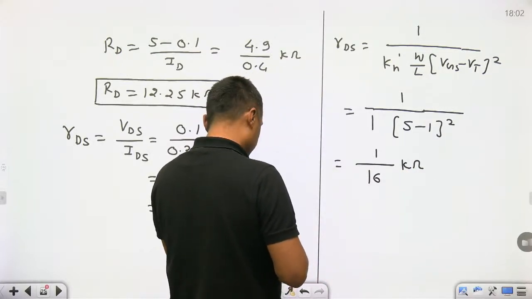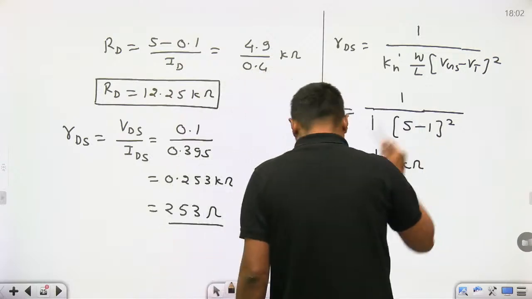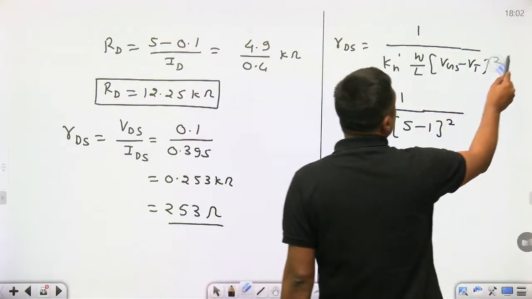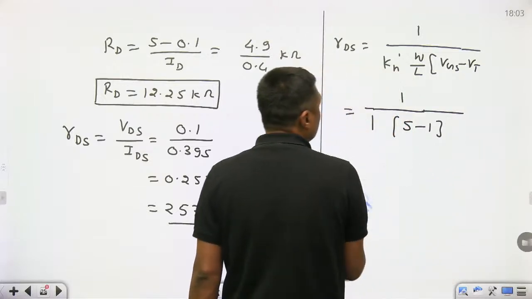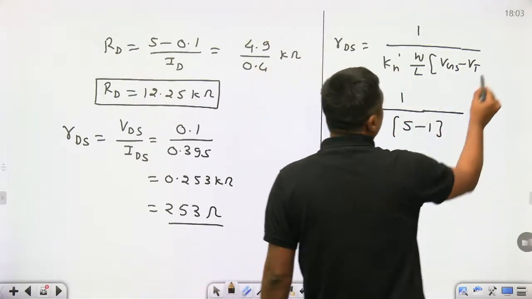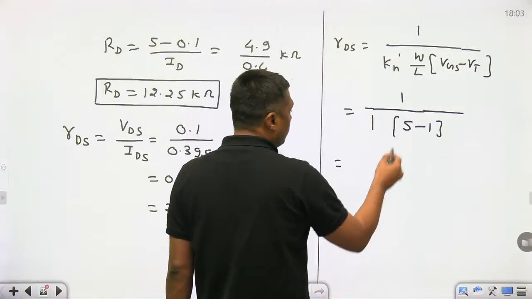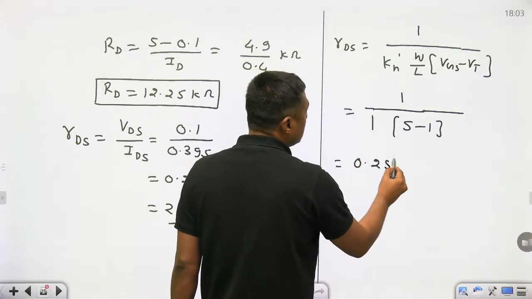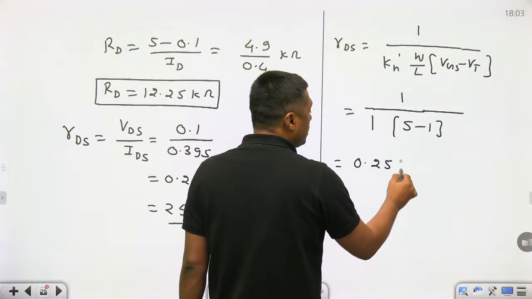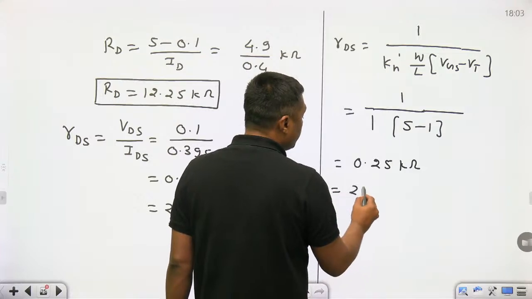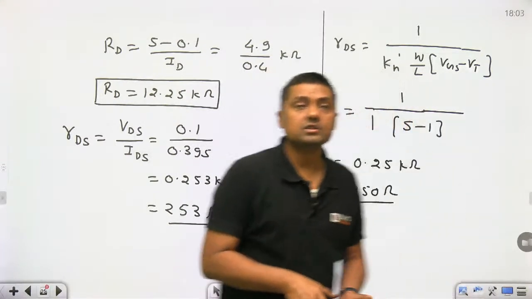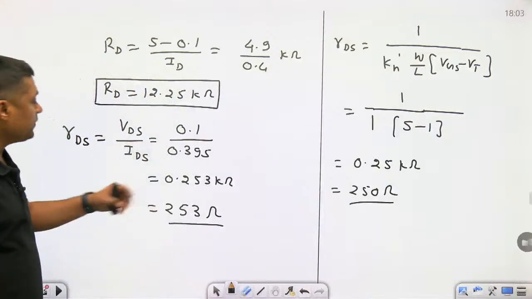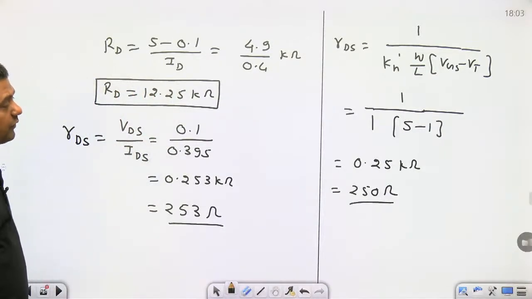No, that is not the square. Sorry. It is VGS minus VT only, not a square. Then it will become 1 by 4, 0.25 kilo. So what is the answer? 250 ohm. Yes, we are getting a slight difference. What is the difference here? Here we are getting 253 ohm, and there we are getting 250 ohm.